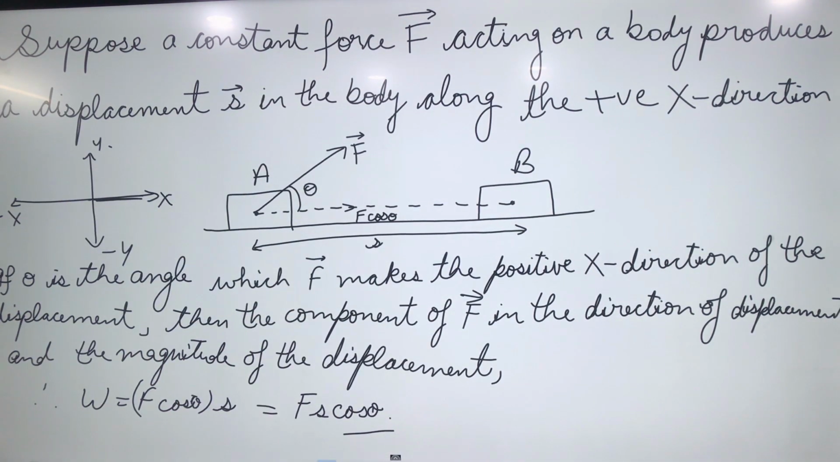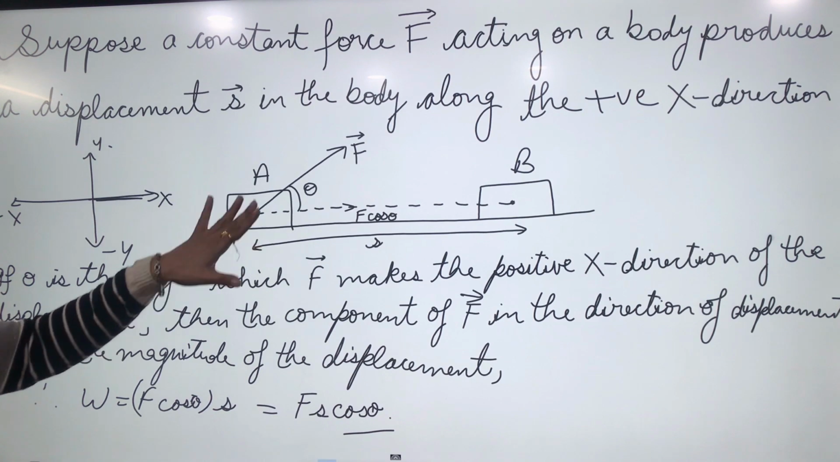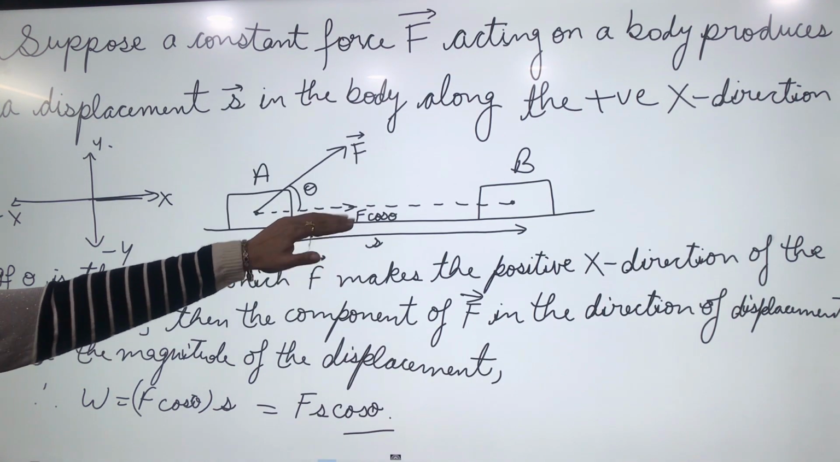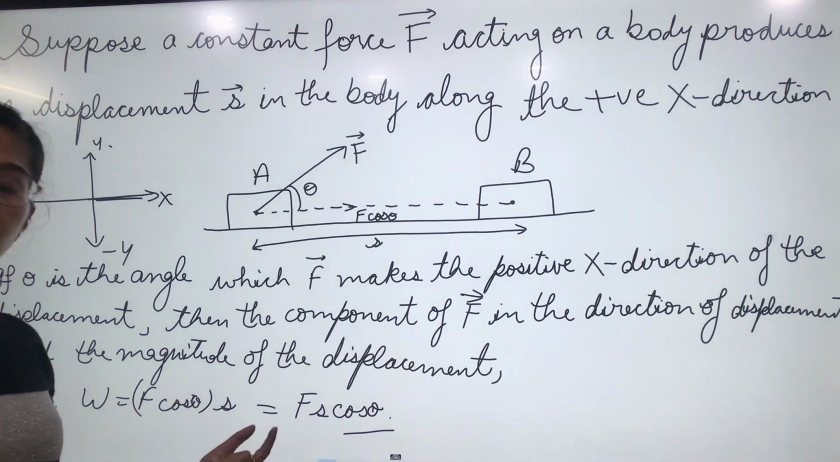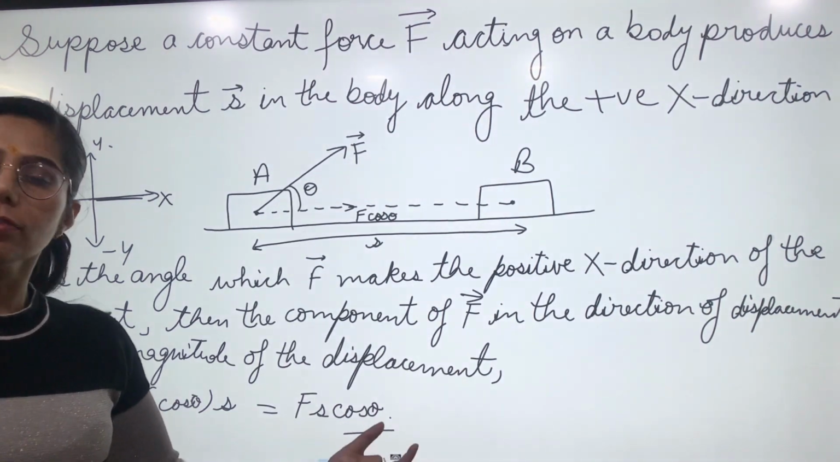So if theta is the angle which F makes with the positive x direction of the displacement, then the component of F in the direction of displacement and the magnitude of the displacement will give the work, equal to F cos theta into S. We will use the force component and the displacement, so the formula becomes work is equal to Fs cos theta.